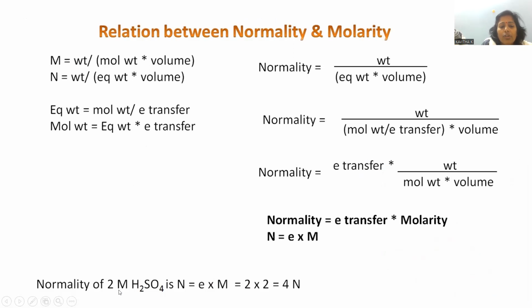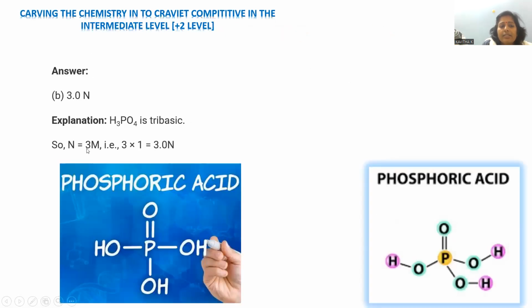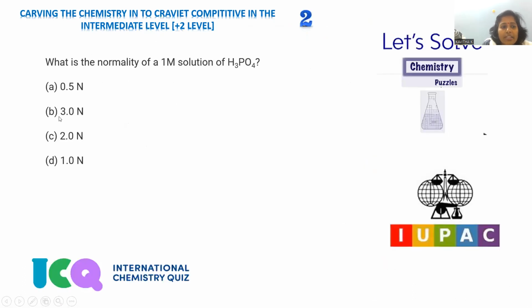In order to convert normality into molarity, it can be multiplied with the parameter called n-factor. So here n-factor denotes its acidity or basicity. So simply we can say valency. Here the valency of this tribasic acid is 3, so 3 into its molarity, which is taken as 1, so we multiply 3 into 1. 3 normal solution it will be. So 3 normality is provided in option number B. For question number 2, option number B is the right answer.